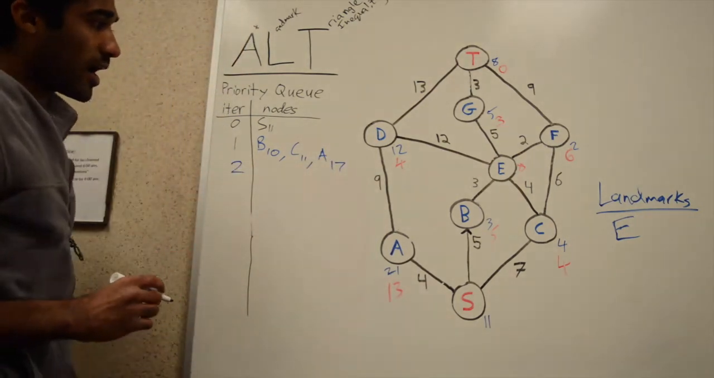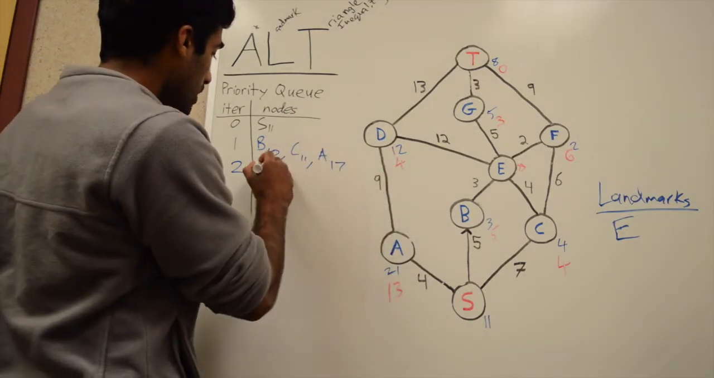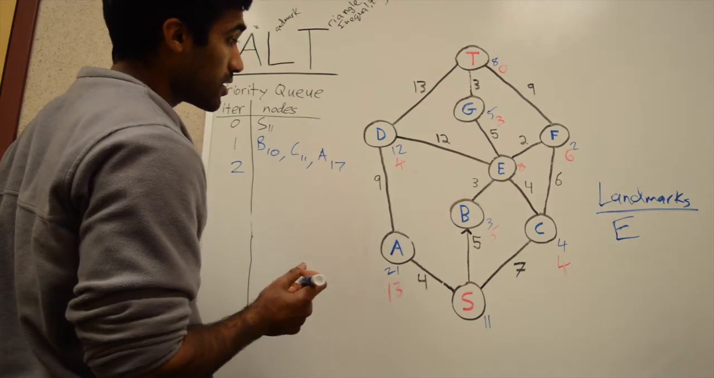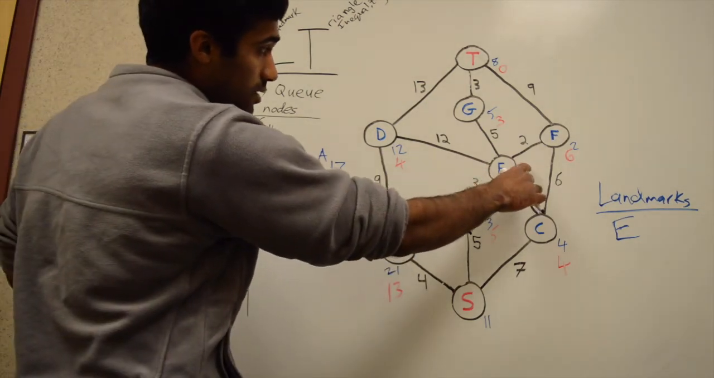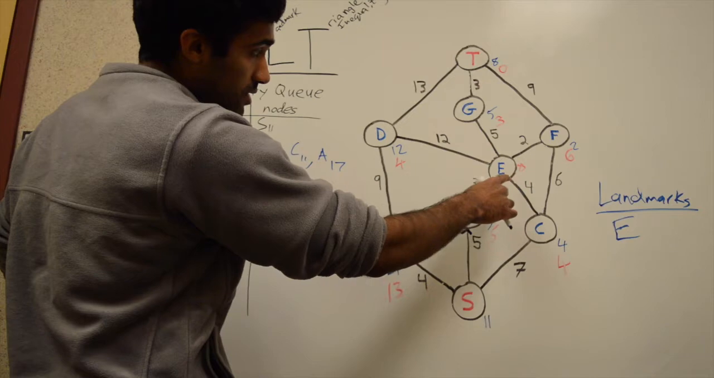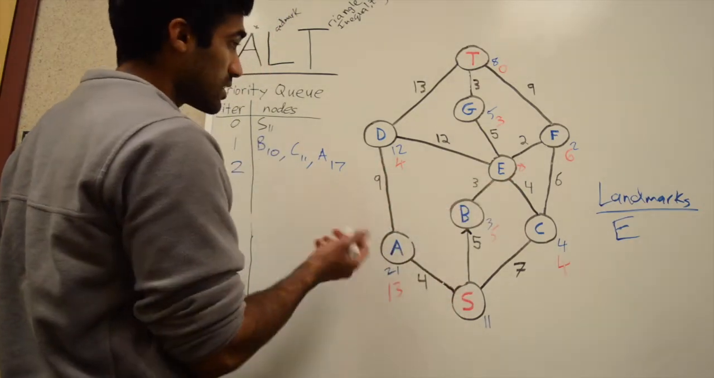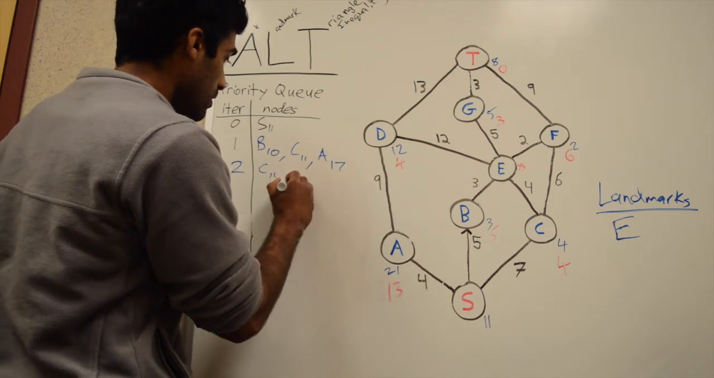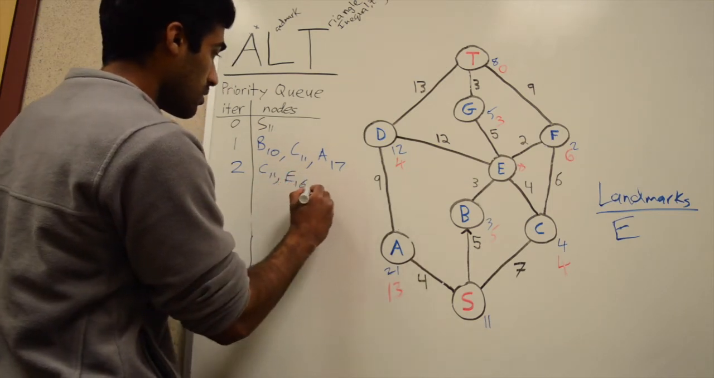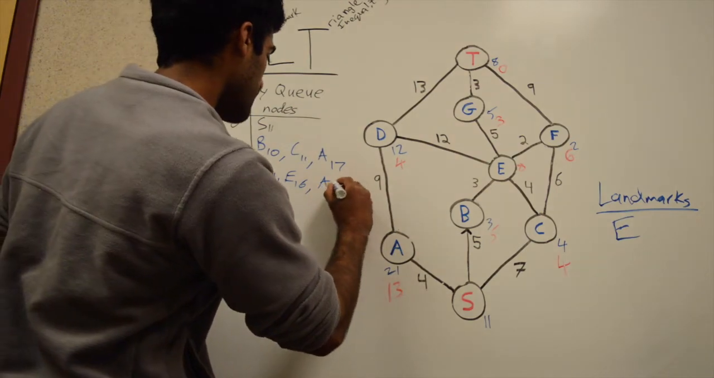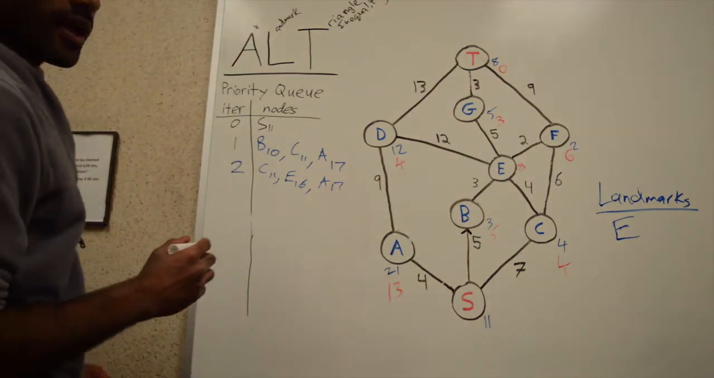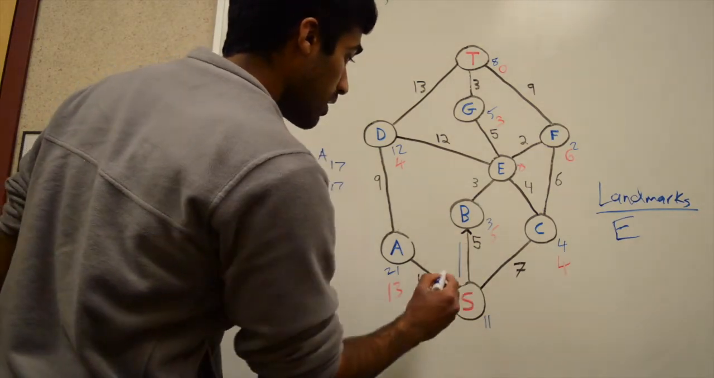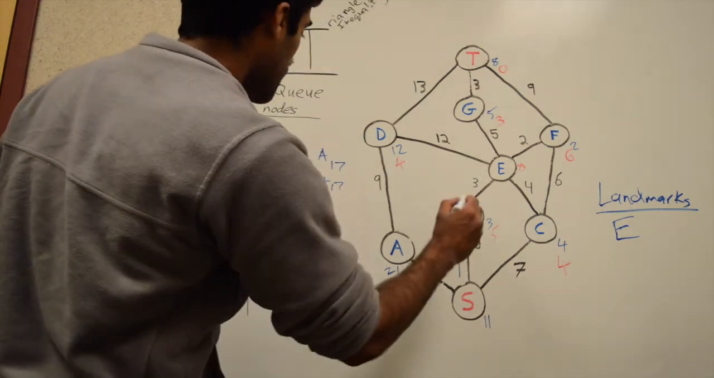And then we're going to pop B off the queue, examine it, and put node E onto the queue. And E's value is going to be its heuristic 8 plus its distance from S, which is also 8, so it's going to be a value of 16. So our queue will now look like C11, E16, A17. And so the edge we've examined so far is S to B.